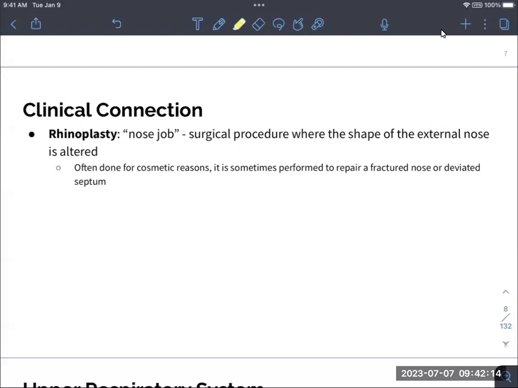They have that rhinoplasty for a fractured nose. Something happens and your nose gets fractured. We also can have a deviated septum. That nasal septum is off to the side. With that nasal septum being off to the side, it can actually cause problems with breathing. So sometimes they'll do a rhinoplasty, that nose job, to fix that deviated septum.